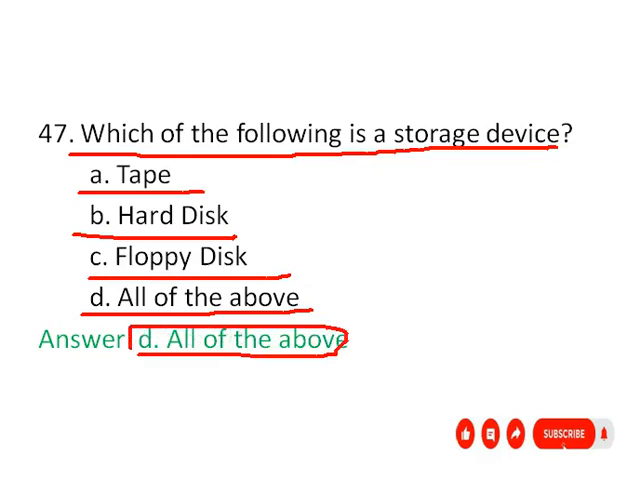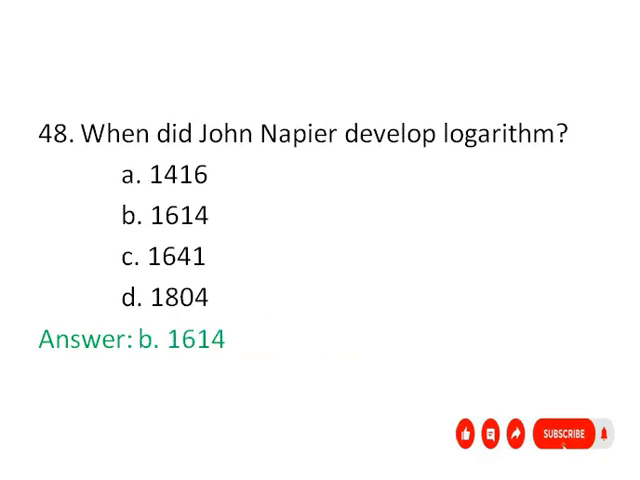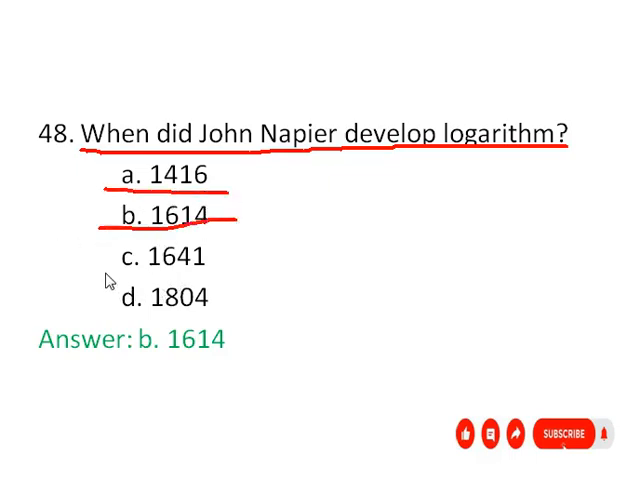Our next question is, when did John Napier develop logarithm? Option A 1416, option B 1614, option C 1641 and option D 1804. So your correct answer is option B, 1614.